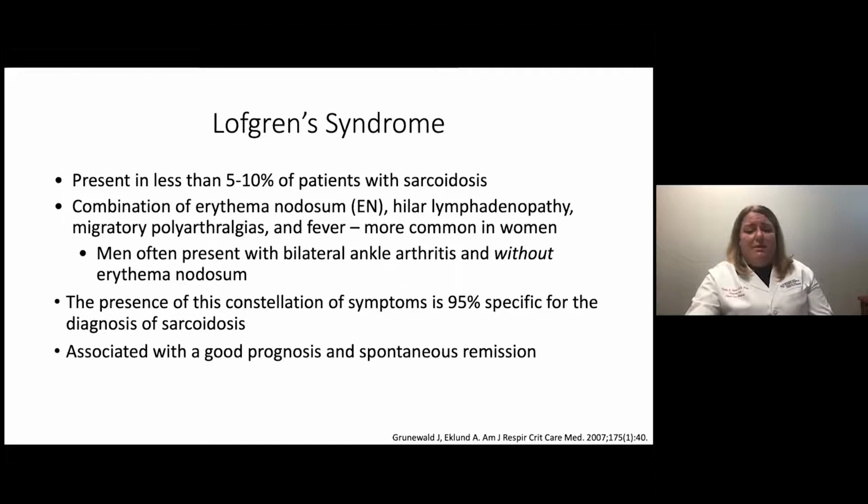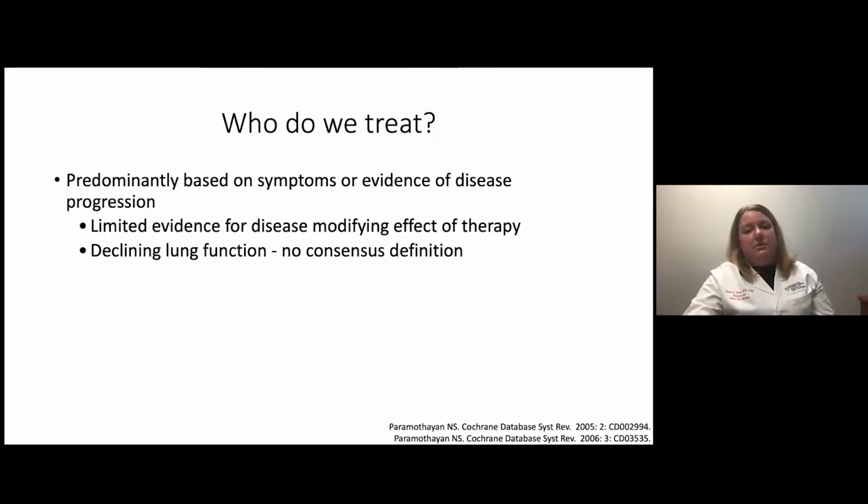And again, because of that, these are one of the subsets of patients that we would not biopsy, similar to patients that just have stage 1 sarcoid, just the involvement of the lymph nodes that is symmetric without symptoms. Another group of patients we would hold off on biopsying. Lofgren's is associated with a good prognosis, and over 75% of cases will spontaneously resolve. So usually the treatment here is just for the migratory polyarthralgias or the ankle arthritis with non-steroidal anti-inflammatory agents.